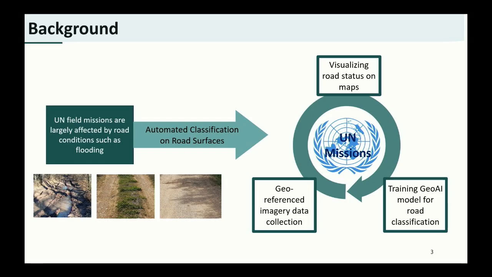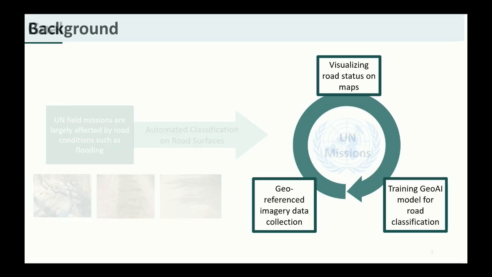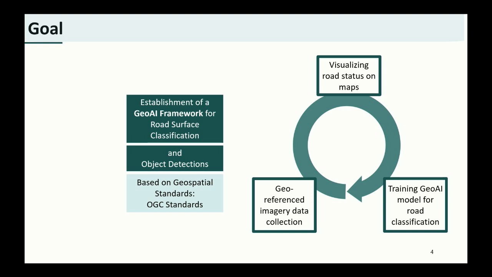So we try to set up a kind of ecosystem, starting from geo-referenced imagery data collection to visualization. Of course, we need a GeoAI module for training and analysis. So the goal is to set up a GeoAI framework. It is not a general GeoAI framework, but specifically for road surface classification and object detection if possible. We try to make this framework based on OGC standards.